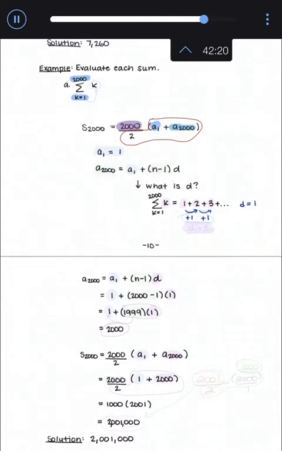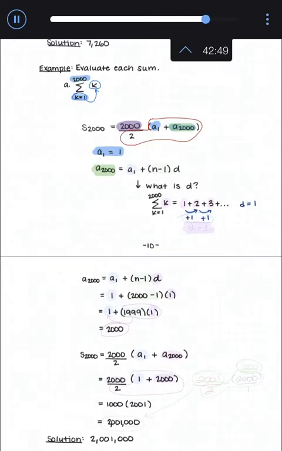Okay, well, we know what the first number is. The first number means we just plug in k equals 1, meaning plugging in 1 for k. If you do that, you get a sub 1 equals just the number 1. Yay, so we've got the first term. The problem is finding the 2000th number here. Well, let's go ahead and figure out what a sub 2000 is.